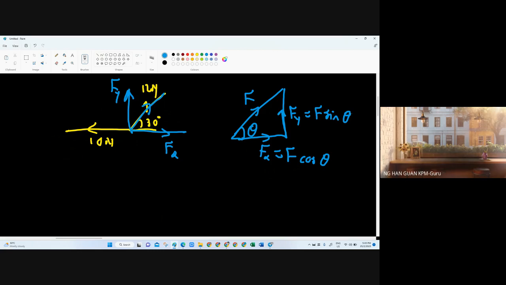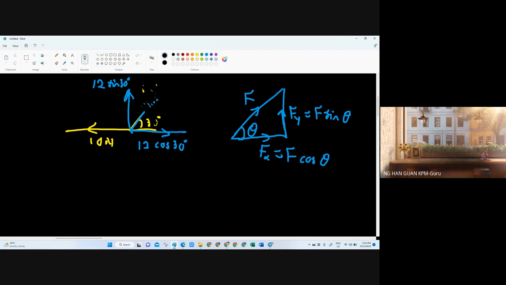So with that, you will know, this one you can erase already, this one erase already, this one also erase already. You just need to write here 12 cos 30 degree, and here 12 sin 30 degree. Once you've done these two, then the original 12 Newton with the 30 degree here no longer exists.